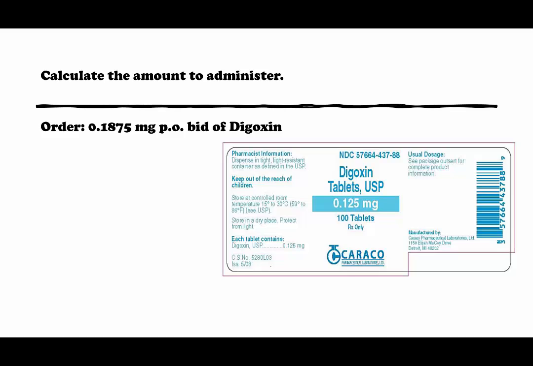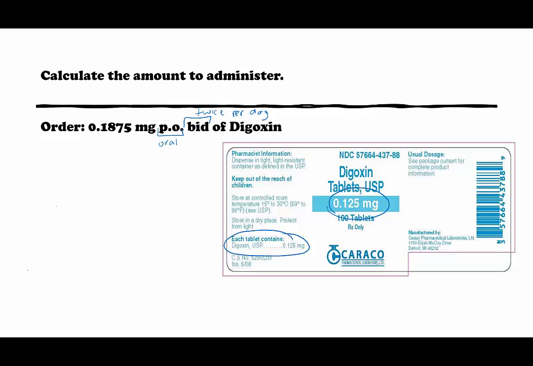How about this one? The order calls for 0.1875 milligrams. PO, again, just means oral. And then it says BID. BID means twice per day. And let's see what we have here. So on hand, we have 0.125 milligrams, and this particular box contains 100 tablets. Okay, so each tablet, good, we want to just see that again.